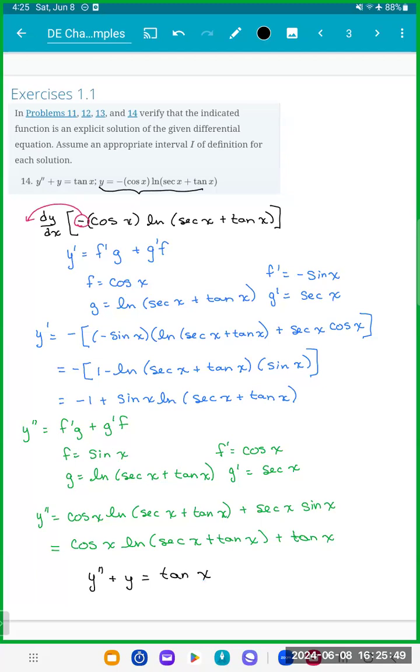So when I take my original equation up here and add it to my second derivative down here, you'll see that in my second derivative I have cosine x ln secant x plus tangent, but in my original y, it's negative. So when I have a positive and a negative and I'm adding them together, those will cancel out, and it'll leave me just with this term here, tangent of x. Therefore, we have shown, or verified, that the indicated function is an explicit solution to that given differential equation.